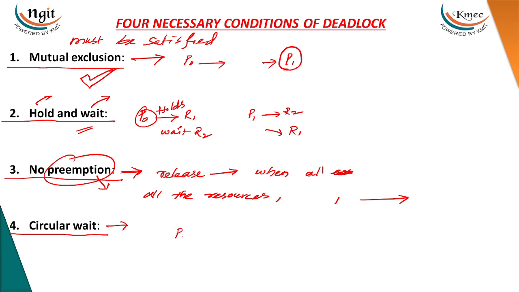The next one is circular wait. As I told you, if P0 is waiting for P1 to release its resources, P1 is waiting for P2 to release its resources, P2 is waiting for P3 to release its resources, and P3 is waiting for P0 to release its resources, then there is a circular wait. All these four conditions must be satisfied, then we can confirm that the system is in a deadlock state. If any one of the conditions is broken, then we can confirm the system is out of deadlock.